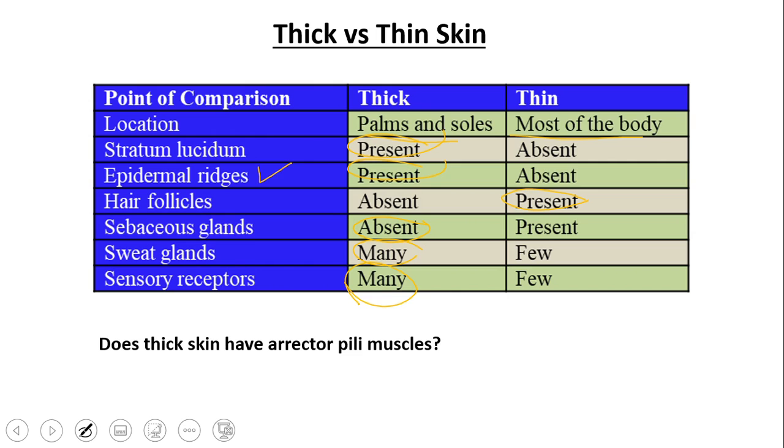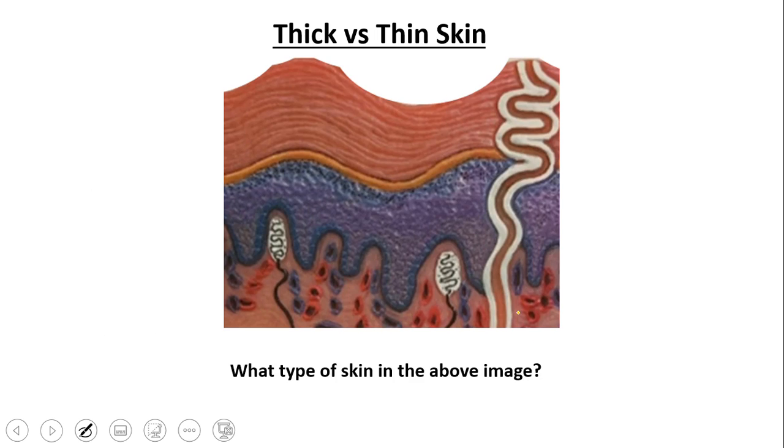Okay, does thick skin have erector pili muscle? What do you think? The thick skin does not have hair follicles to begin with. And you remember that the erector pili muscles are associated with the hair follicle. They are responsible for goosebumps, so they are not found in the thick skin. They are only in the thin skin.